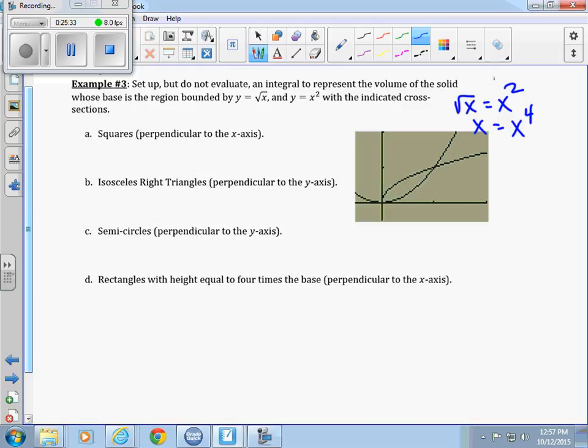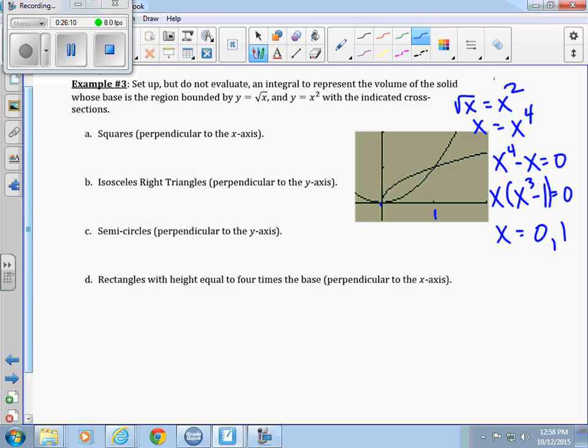You would actually get x times the quantity x cubed minus 1 equals 0. So x equals 0 and x cubed equals 1, which happens at x equals 1. So you can do that by hand. That will help us for most of this problem. So this is at 0 and this is at x equals 1.